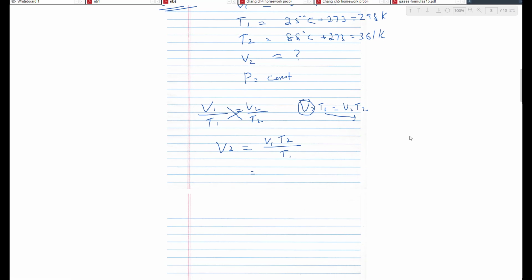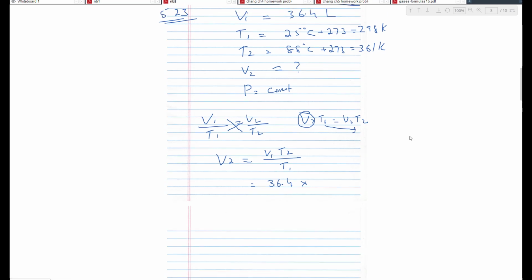Alright, so we got V1 as 36.4, multiplying it by T2, we got 361, and then we're dividing it by 298 Kelvin, and we're getting, let's see, should we do 3 sig figs? 44.1 liters. 44.1 liters. Okay.